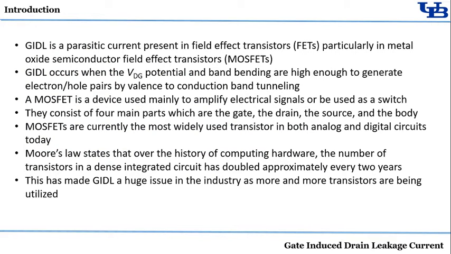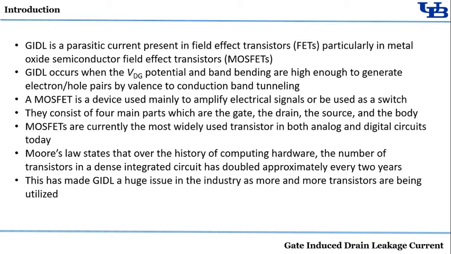Gate-induced drain leakage is a parasitic current present in field effect transistors, particularly in metal oxide semiconductor field effect transistors. It occurs when VDG potential and band bending are high enough to generate electron-hole pairs by valence to conduction band tunneling. A MOSFET is a device used mainly to amplify electrical signals or to be used as a switch. They consist of four main parts, which are the gate, the drain, the source, and the body.